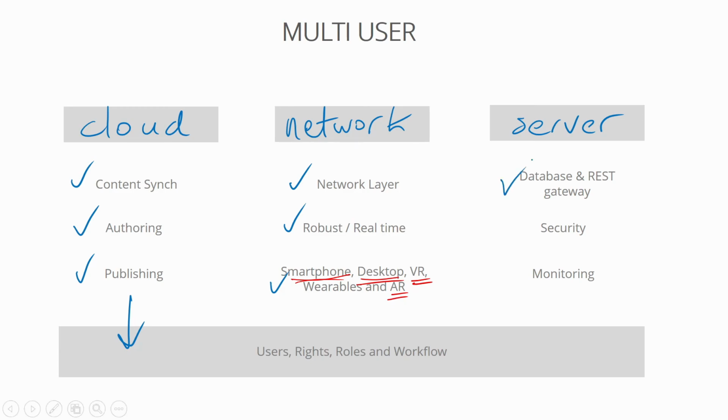Then from the server perspective, you've got your database and your REST gateway. So this is getting through to your local database, your external databases, and your external APIs for your enterprise SaaS software or your on-prem software. It enforces security and it manages monitoring and revoking access to systems as well. So I think that within this, the fact that the system knows about users, it knows about their rights, their roles, single sign-on, and it has a workflow element is really important.